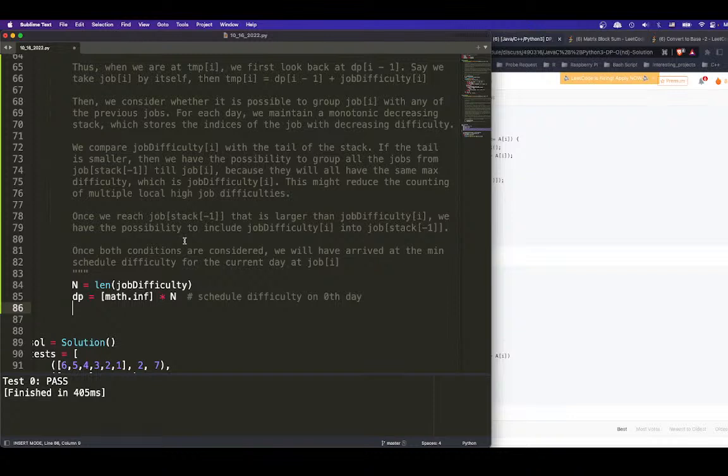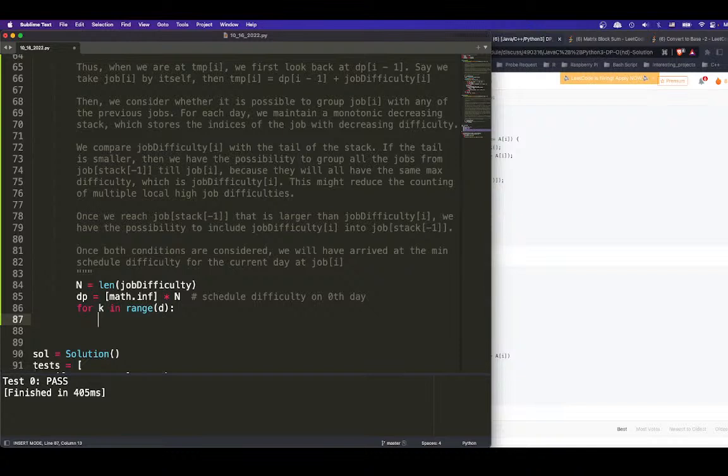Okay, now I'm going to say for K in range D, and then for I in range K to N, because the second day you have to start from the second. The third day you have to start from the third.